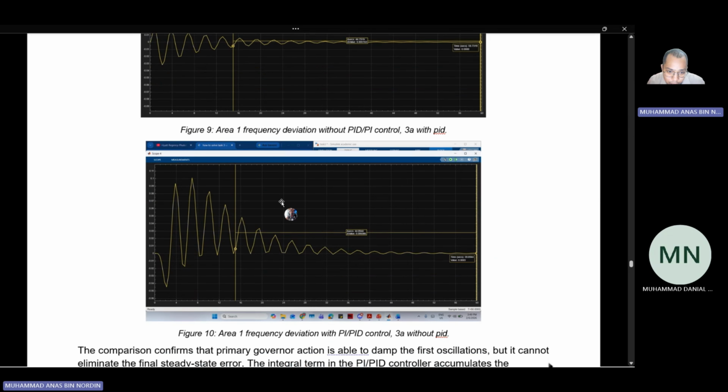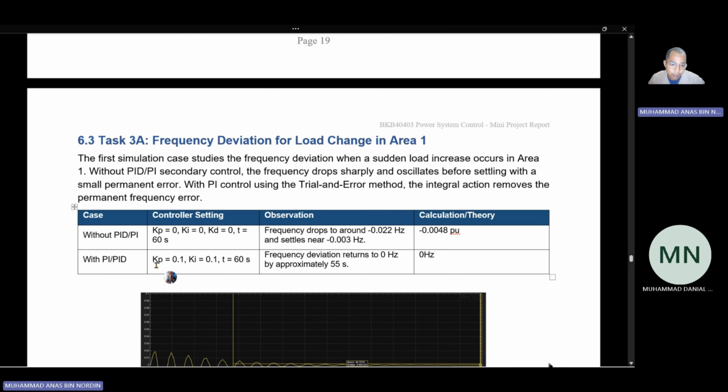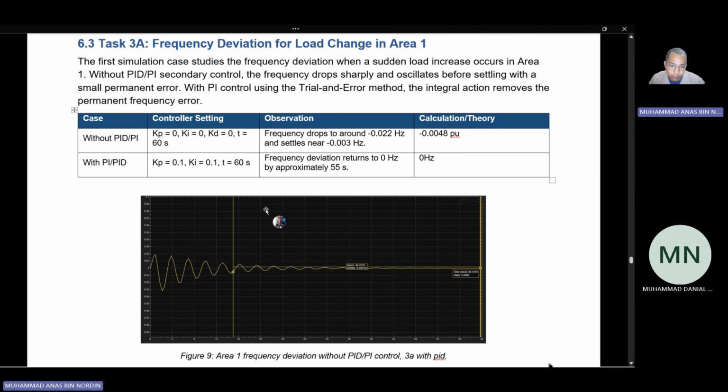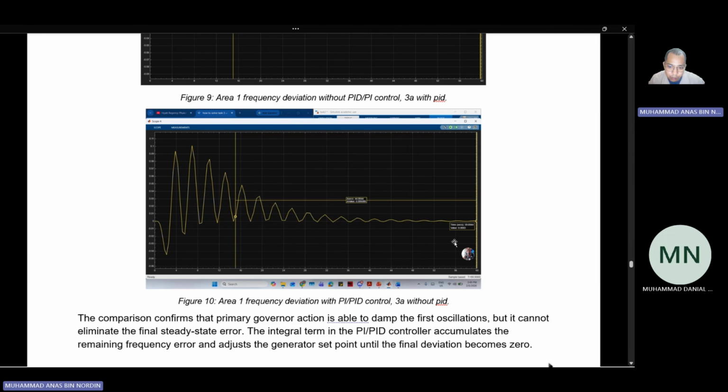As you can see here, this is the frequency deviation with PI or PID control. I set the KP value, actually this is a mistake, I set KP 0.6 and KI is 0.2 with a sampling time of 60 seconds. The frequency deviation returns to 0 Hz after approximately 55 seconds. As you can see in the graph, it finally turns to 0.